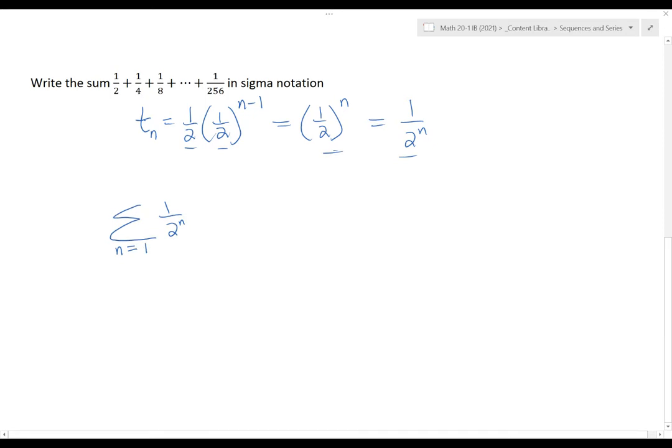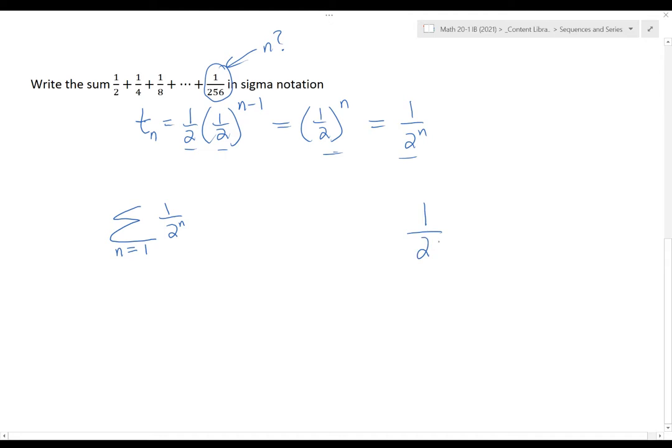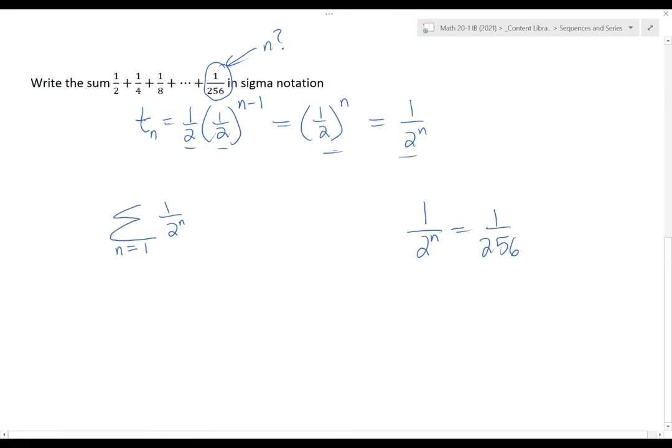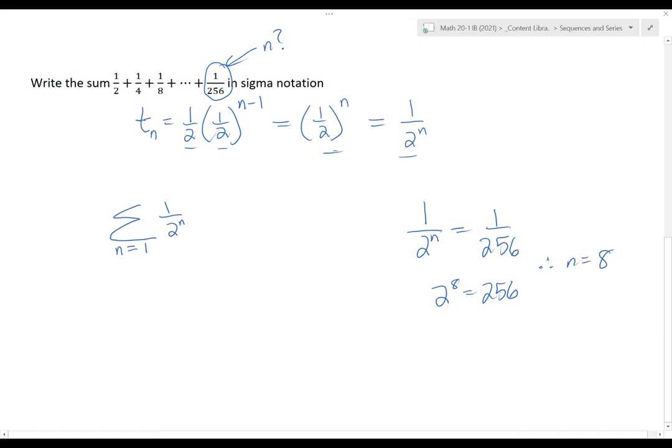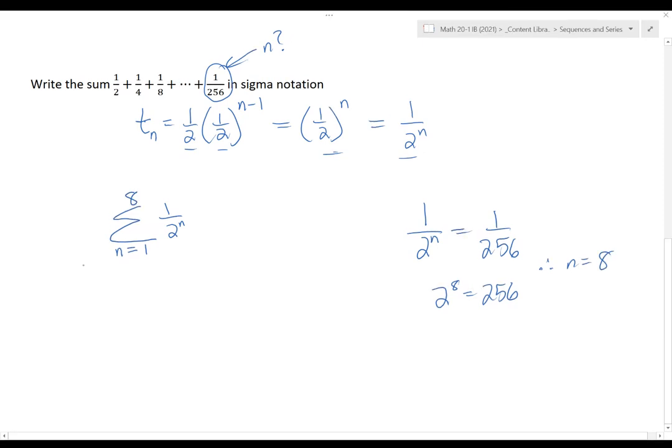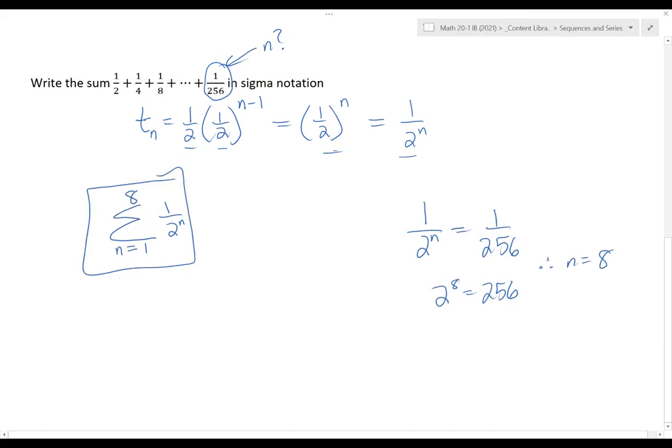But now I need to know what's the upper limit here. In other words, for 1 over 256, what is the value of n? So there's some value of n for which 1 over 2 to the n equals 1 over 256. So either knowing your powers of 2 or a little bit of trial and error, you hopefully realize that 2 to the power of 8 equals 256. So n equals 8 for my upper limit. And that is this sum expressed in sigma notation.